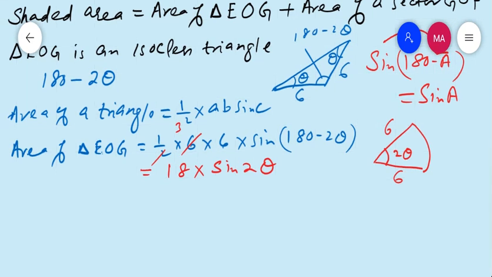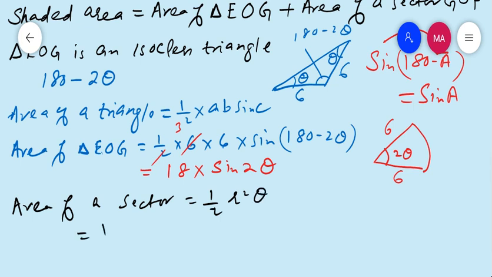Now the area of the sector. The formula for the area of a sector is half, 1 upon 2 r squared theta. So 1 upon 2 r squared, r is 6, 6 squared, and the angle is 2 theta. The 2s cancel, and 6 squared is 36 theta.